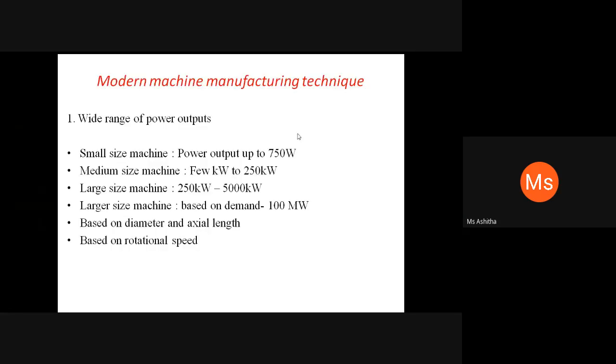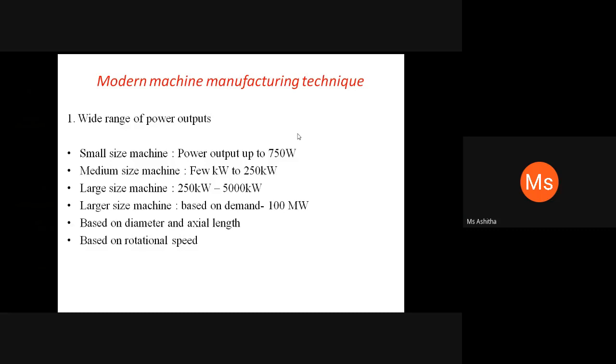The modern machine manufacturing technique. There are different manufacturing techniques available nowadays. Both the generation and the electric utility industries have to be met by continuously expanding electrical machines. The manufacturing industry is applying modern manufacturing techniques. So the different manufacturing techniques are discussed here.